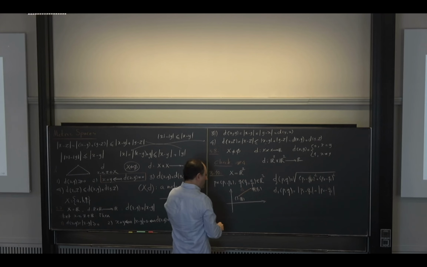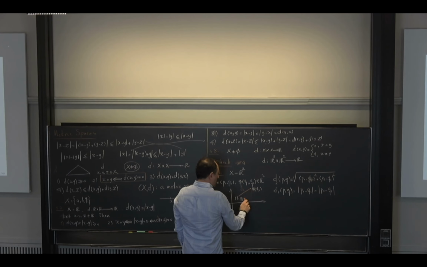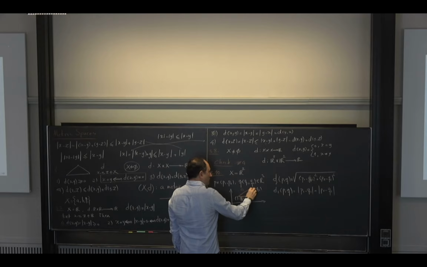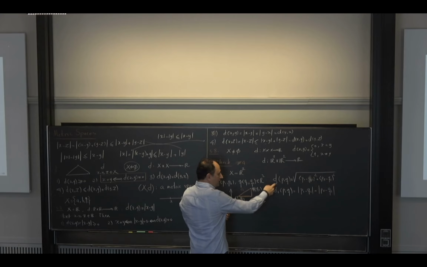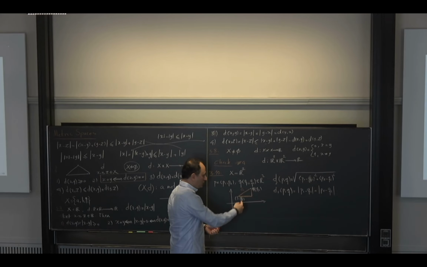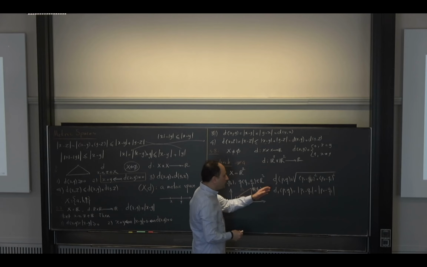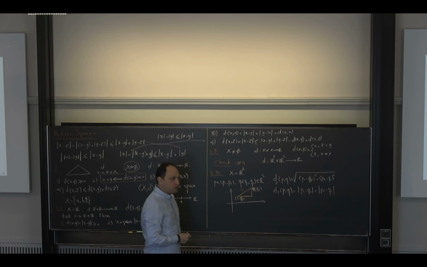I hope you agree that this one is the distance between the x coordinates, and this one is the distance between the y coordinates. So D1 measures the sum of these 2 line segments. Of course, the distances are not the same, the hypotenuse is smaller than the sum of these 2. But you can also prove that this is also a metric.